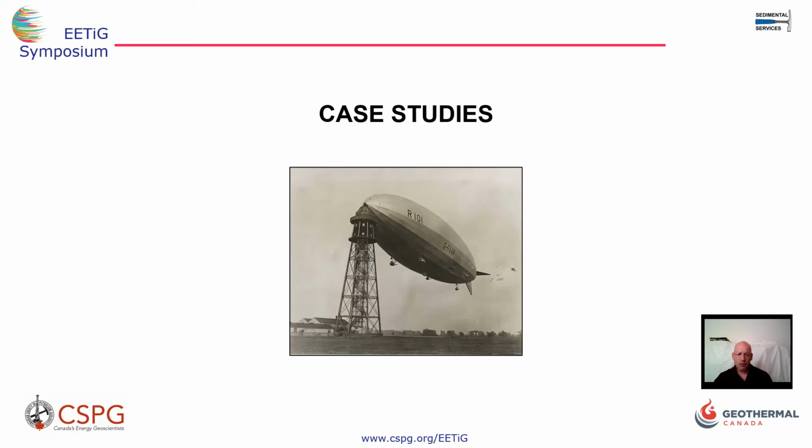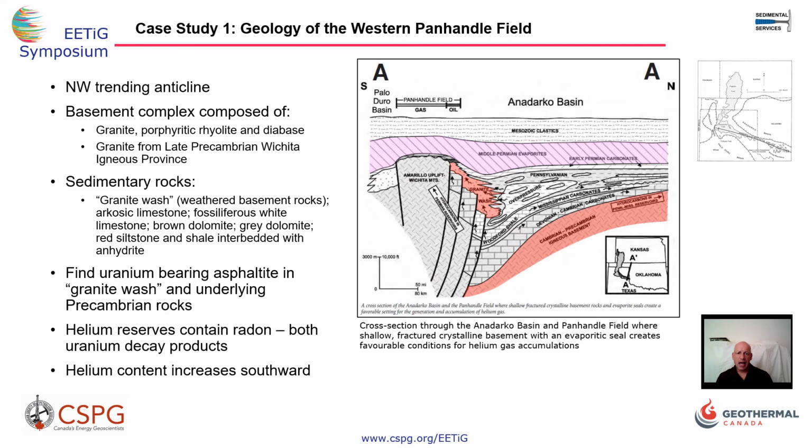So let's have a look at some case studies now. And we'll begin by looking at the geology of the Western Panhandle field. And this huge network of gas fields sitting in here, which is the Hugoton field and the Panhandle field here, was used as part of the Federal Helium Reserve up until it was disbanded earlier this year. And what we see in this example is that we have a northwest trending anticline. This is the anticlinal structure sitting in here.